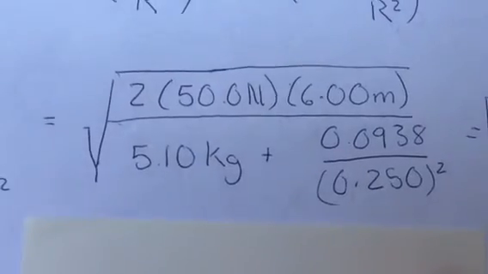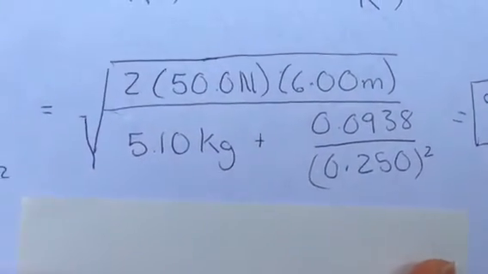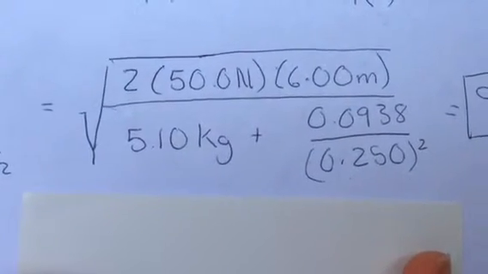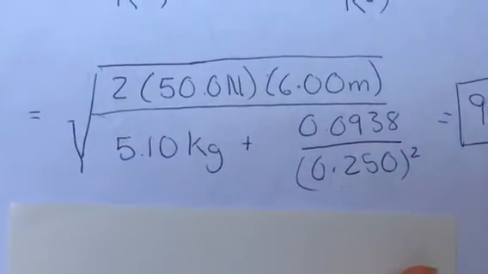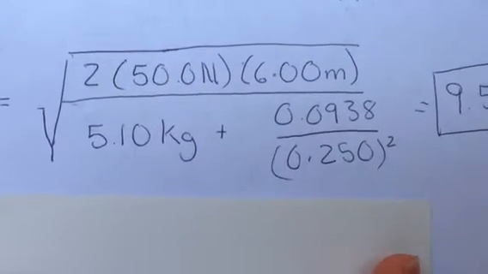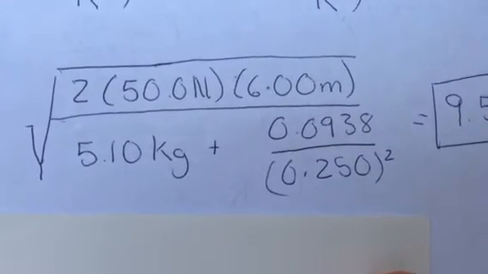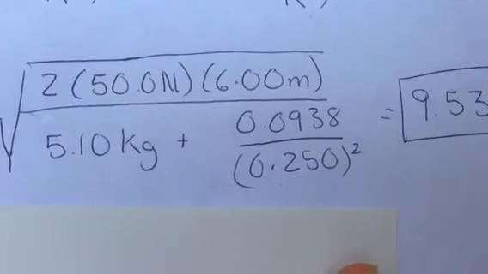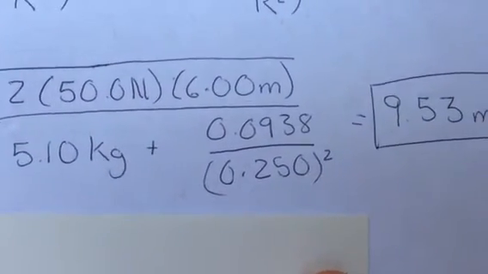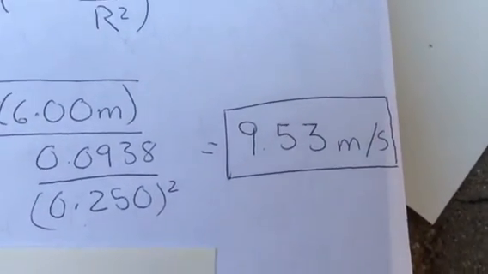Plugging in our numbers, we get the square root of 2 times 50 newtons times 6 meters over 5.1 kilograms plus 0.0938 over 0.25 meters squared. You get an answer of 9.53 meters per second.